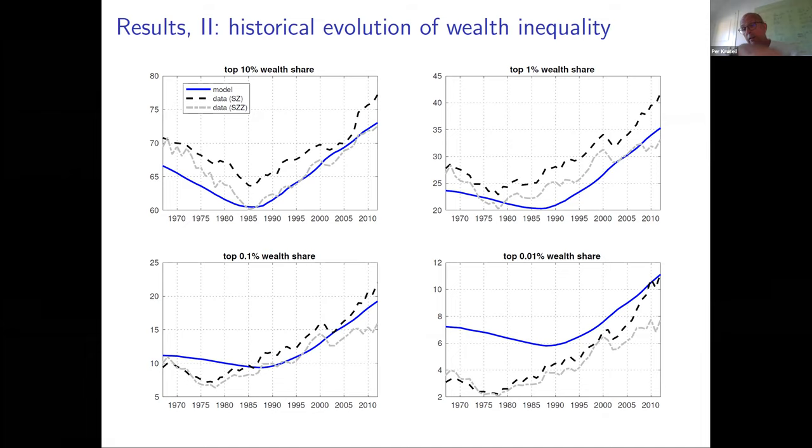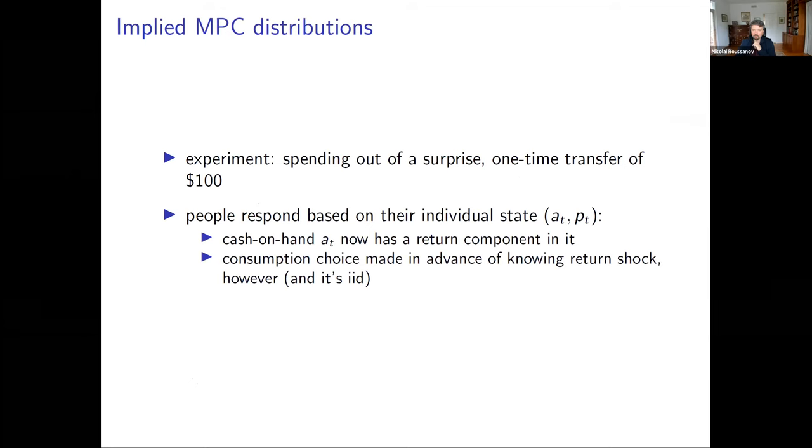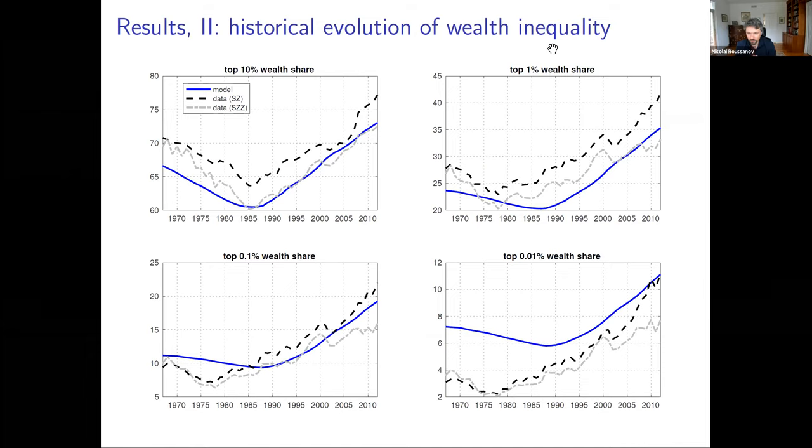Per, can I pause you on this and go back? So these graphs are U.S. wealth inequality, right? But the portfolio shares before were from Campbell, Calvet, Sodini.